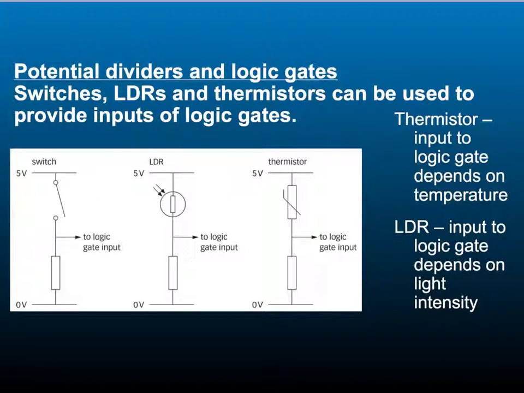Input signals for logic gates can be provided by switches, LDRs and thermistors. A fixed resistor is connected in series with the switch, thermistor or LDR as shown in the diagram. The two components can work as a potential divider.